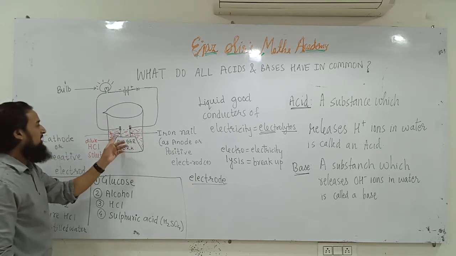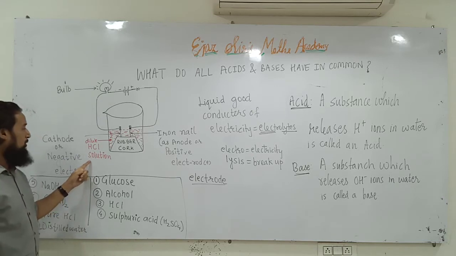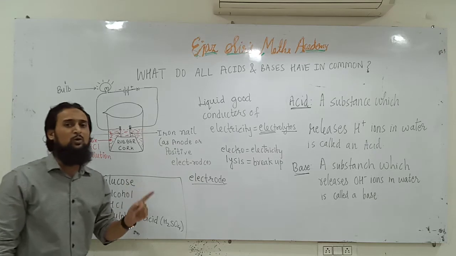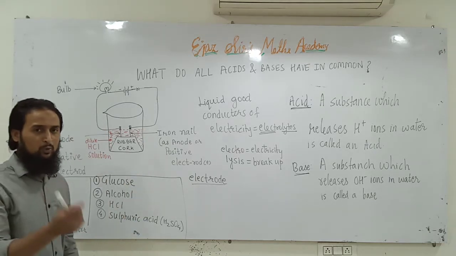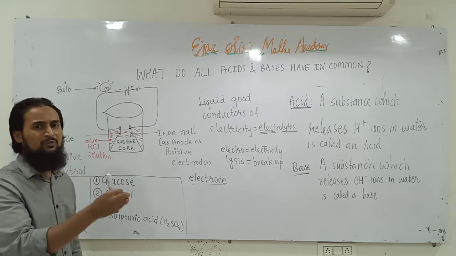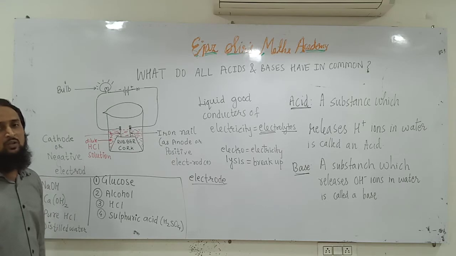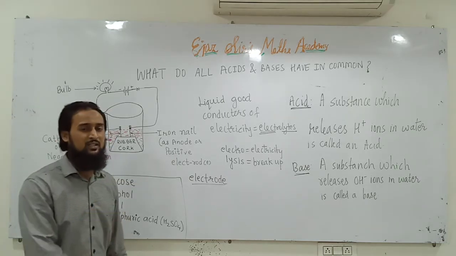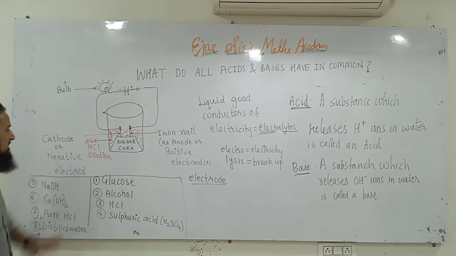This is a mug containing dilute hydrochloric acid solution. Remember, pure hydrochloric acid is a bad conductor of electricity. If you put 2 to 3 drops or a few drops of hydrochloric acid in water, then it becomes a good conductor of electricity. Otherwise, pure hydrochloric acid is a bad conductor of electricity. And why is that? Let us first see the activity.